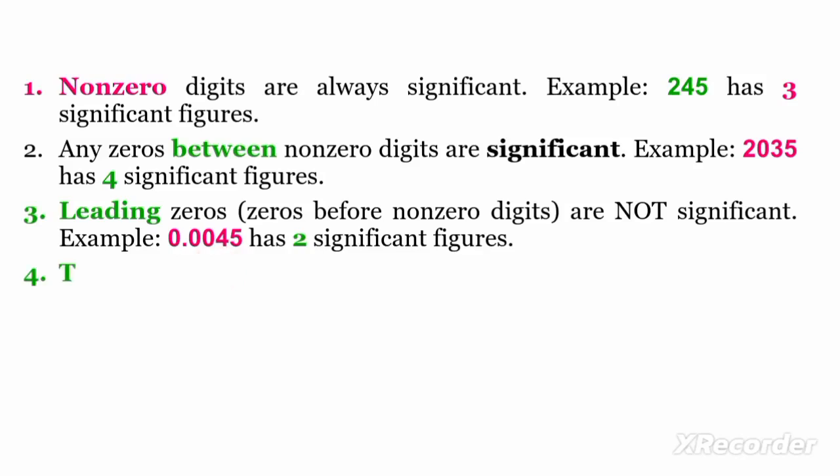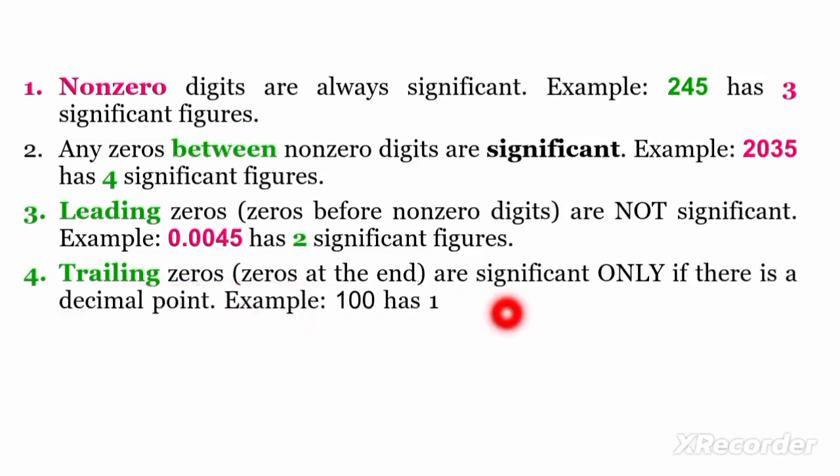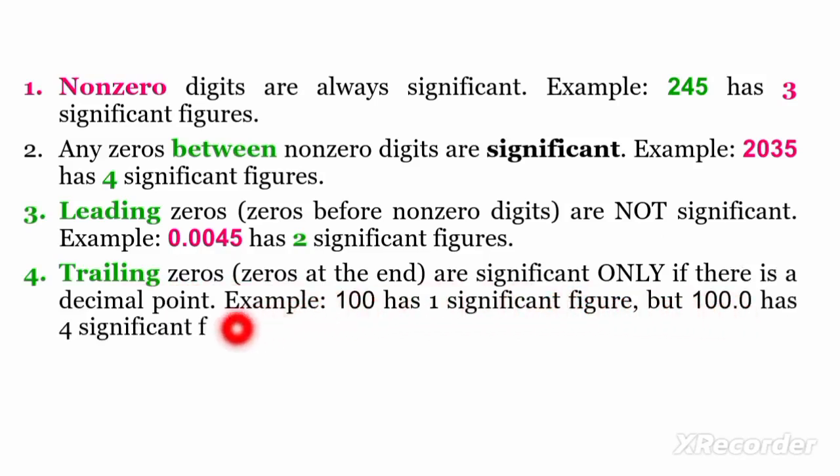Let us look at rule number 4. Rule number 4, trailing zeros at the end are significant figures only if there is a decimal point. For example, 100 has one significant figure because there is no decimal point here, but 100.0 has four significant figures.